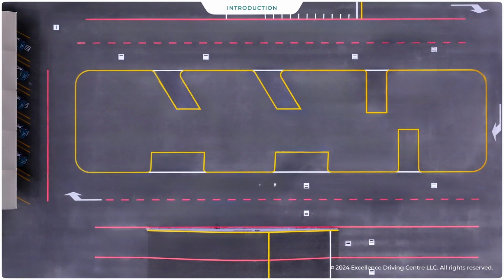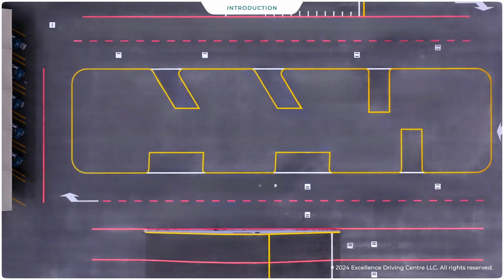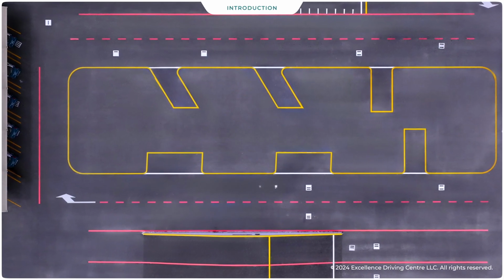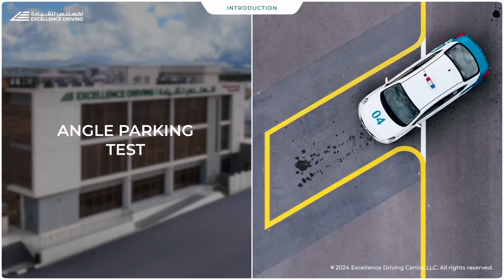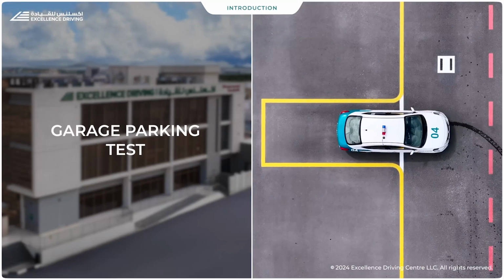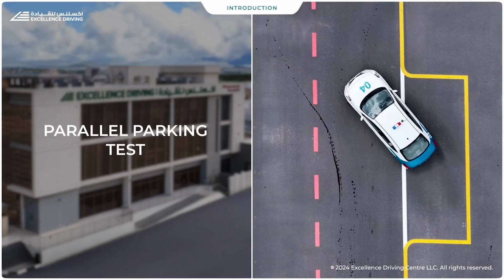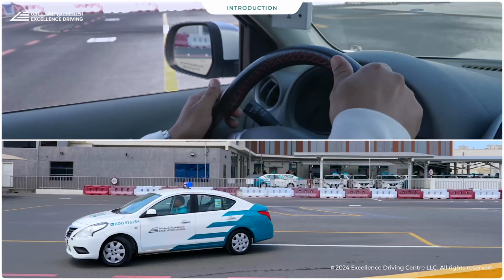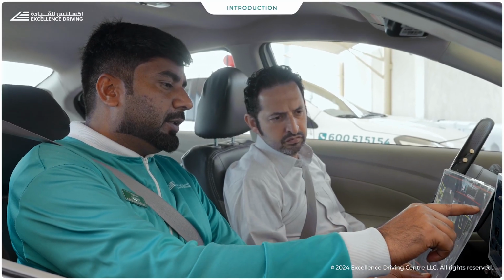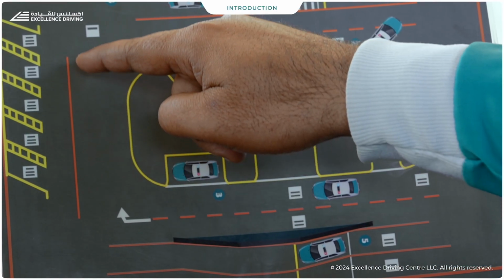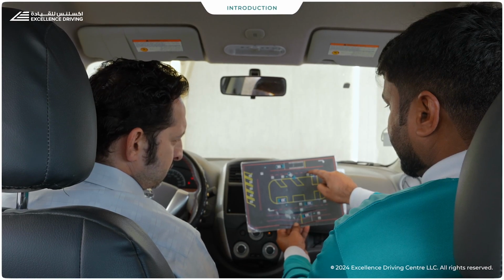The Smart Yard Test comprises of 5 maneuvers, which are Emergency Brake Test, Slope Test, Angle Parking Test, Garage Parking Test, Parallel Parking Test. Each maneuver is properly explained in the video for you to understand, but in case of any questions, please reach out to your instructor for an explanation.